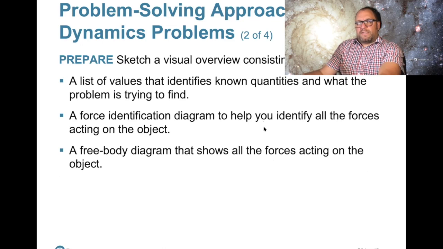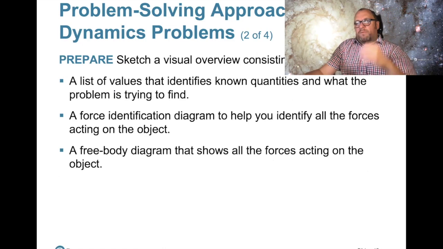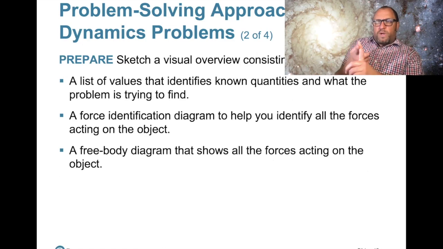Sketch a visual overview consisting of a list of values that identifies known quantities and what the problem is trying to find. So what don't you know? What are you solving for in the equation? Because that's a place where you can get lost. Write down what you do know. Sometimes the problem will give you information that's redundant or that you don't need to know.